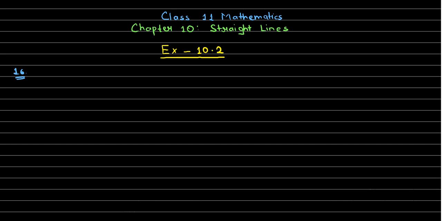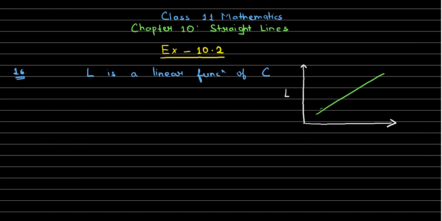In question number 16, it has been mentioned that the length L of a copper rod is a linear function of its temperature. Means L is a linear function of T, which is Celsius temperature, C. What does that imply? It simply means I can relate L and C through a line. In short, if I take L on the y-axis and C on the x-axis, I can depict the relation between these two variables with the help of a line.